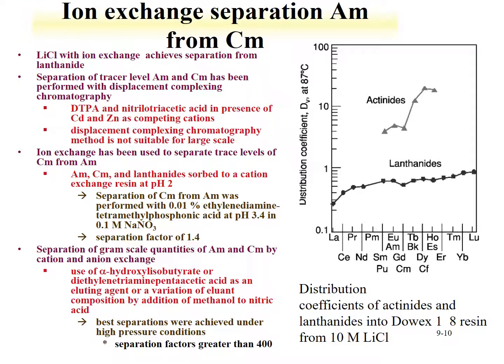Large-scale gram quantity separation of americium and curium has been performed using cation and anion exchange, and it's using ligands such as alpha hydroxyisobutyrate, which we showed was used in the discovery of these elements to separate the lanthanides, and they also are useful in separating the actinides. DTPA can also be used as an organic ligand in this case, where the metal ions are sorbed to the resin and selectively removed with the acids. The elution can be varied using a gradient of methanol and nitric acid. Best separations were achieved under high pressure. Separation factors can be as great as 400, much larger than the separation factor we previously discussed. And the use of high pressure increases the theoretical plates of the system, enhancing the separation.